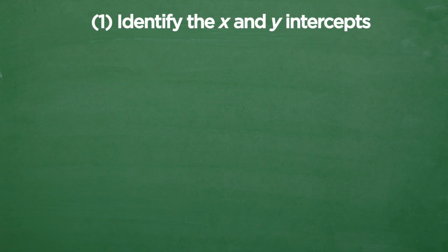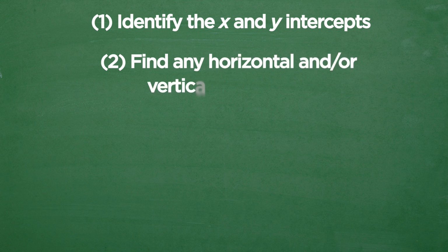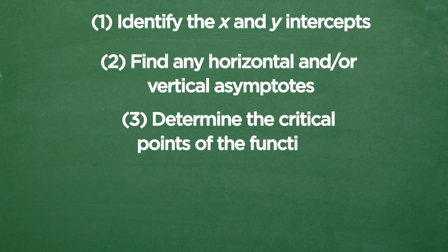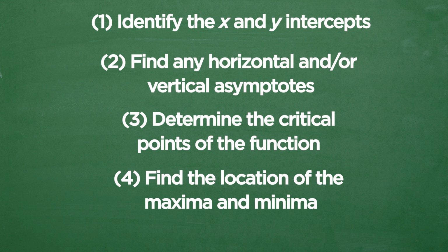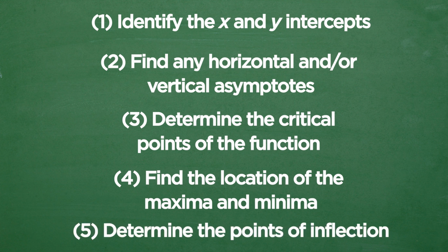You should also be familiar with the extreme value theorem, which explains that if the function is continuous in an interval, then you must always have a maximum or a minimum somewhere in the interval, or else the curve is flat. You should also know how to sketch a curve. This means being able to, number 1, identify the x and y intercepts. 2, find any horizontal and/or vertical asymptotes. Number 3, determine the critical points of a function. 4, find the location of the maxima and minima. And number 5 and final, determine the points of inflection.